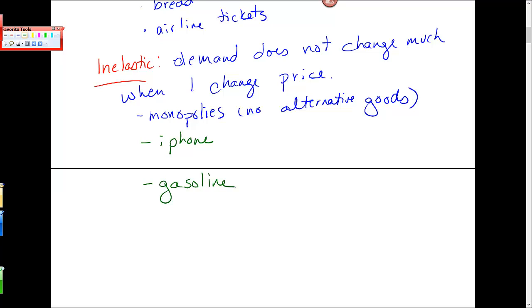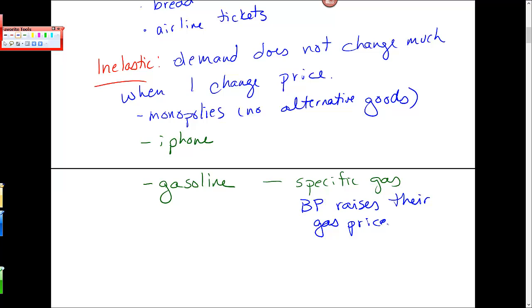You see large fluctuations in gasoline prices across the market, without people really changing how much gas they have been using. This is different than a specific gasoline brand. Maybe let's say BP raises their gas prices by 10 cents, but the Shell station across the street doesn't raise their price. You'll see that actually is elastic.